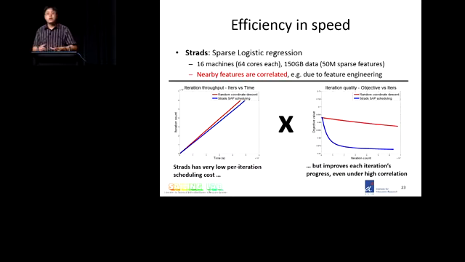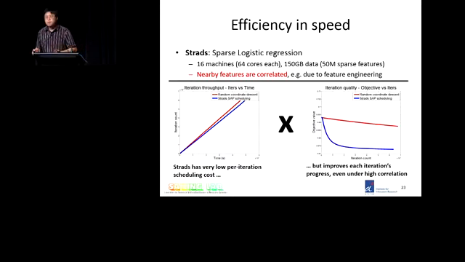On the other side, the STRADS structure-aware parallelization system, we've done some work on sparse logistic regression with 16 machines and about 150 gigabytes of data. But the key difference in our setting is that nearby features in the problem are highly correlated. For example, due to feature engineering, say you've got an autoregressive model, you're putting features for 5 minutes behind, 10 minutes behind, 1 hour behind. This causes a lot of correlation in the problem. What happens when you perform a naive coordinate descent algorithm is that the right graph, that's the quality versus each iteration, you'll see a very, very slow convergence rate due to the high correlation in the problem.